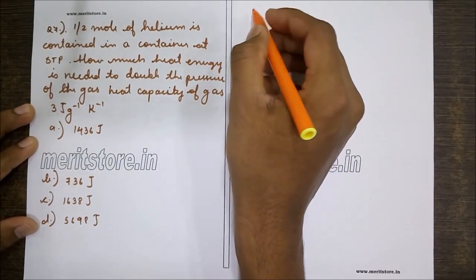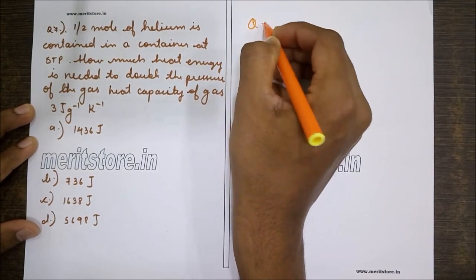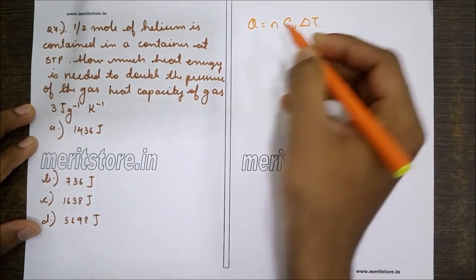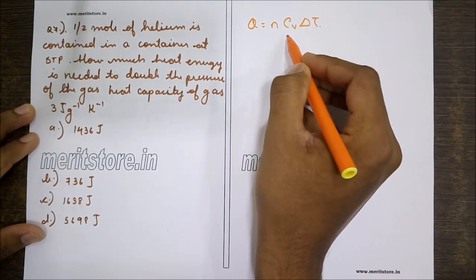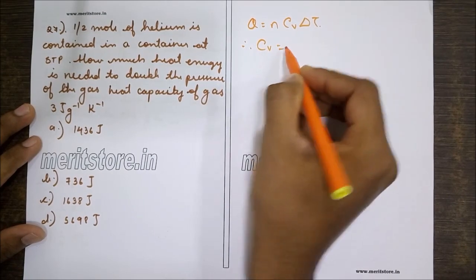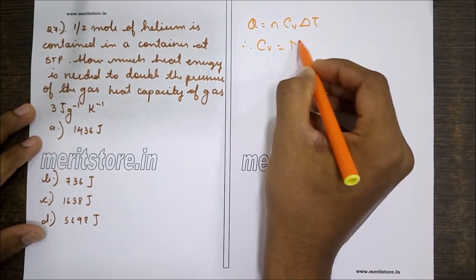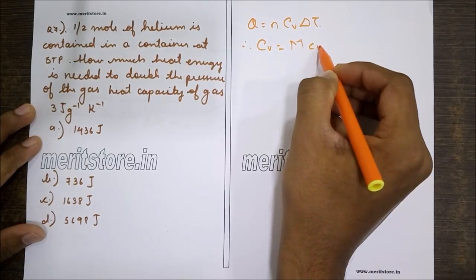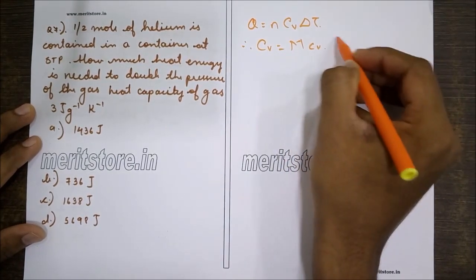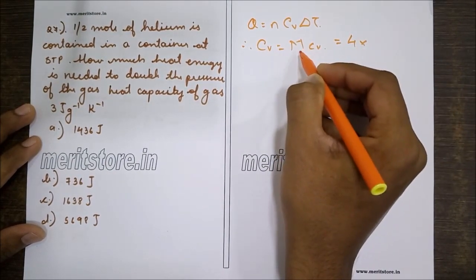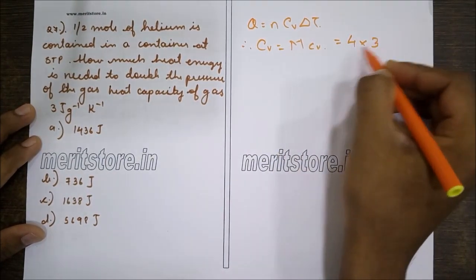Now the amount of heat needed Q is n Cv into delta T. Now this is the total heat capacity. So in order to find out Cv, we need the molecular mass times the specific heat capacity Cv. So that is 4, the molecular mass of helium is 4 and Cv is given as 3.